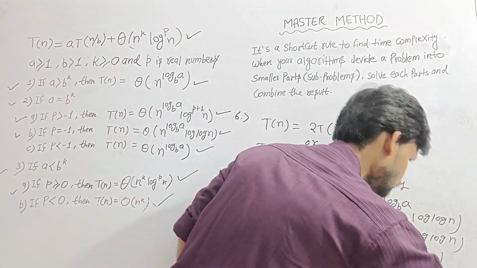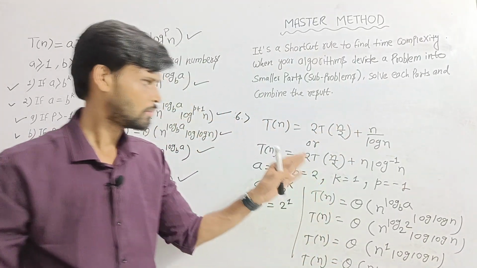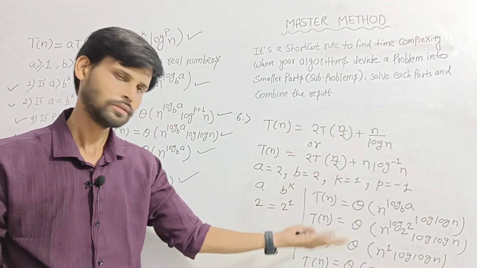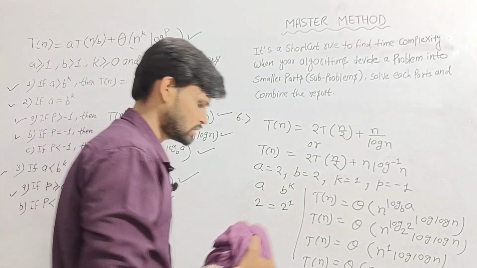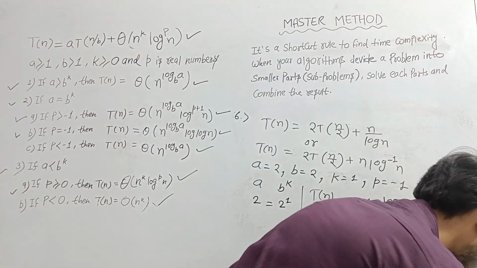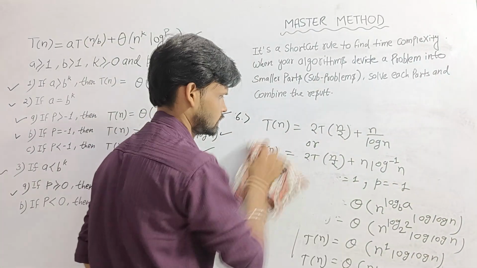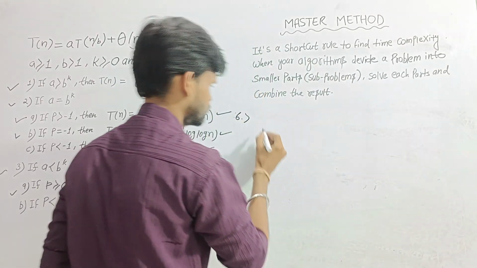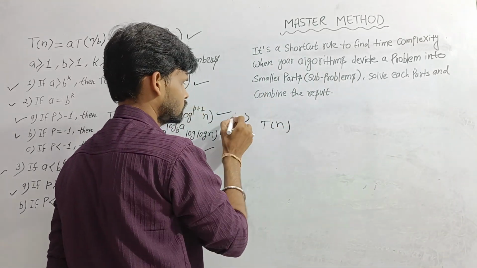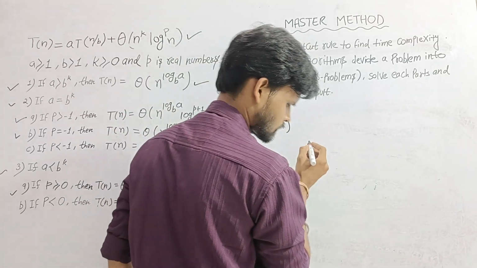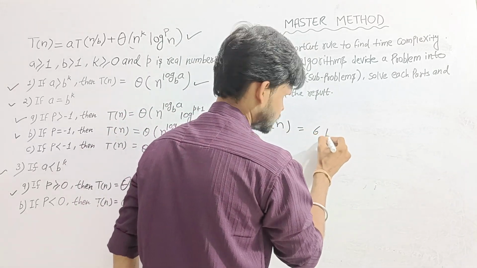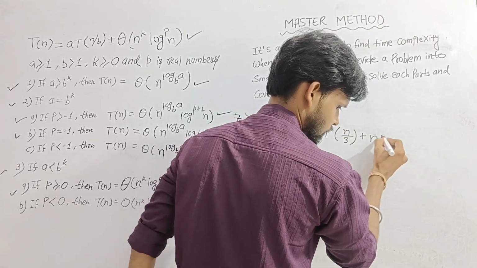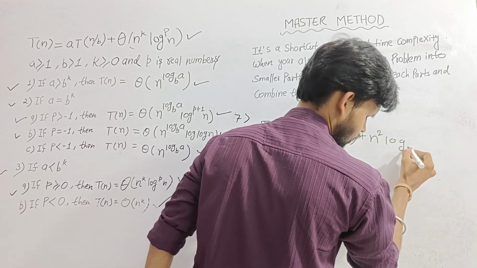So directly we have to apply the master method on the given format. Just put the values and you will see the time complexity directly. Check. Take another example. T(n) = 6T(n/3) + n^2 log n.